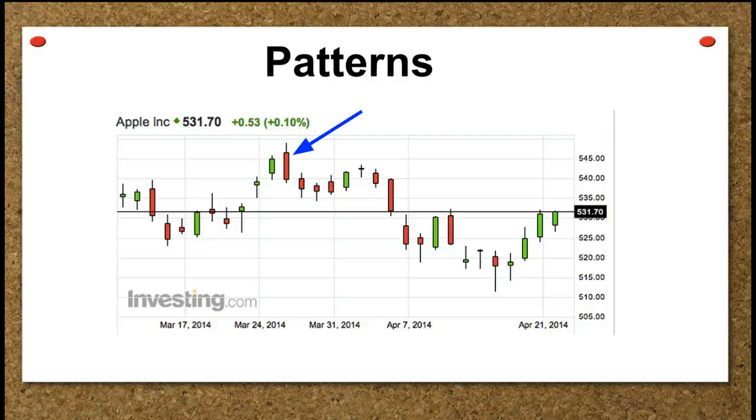All right, let's look at our patterns. This is Apple. And these candlesticks represent one day. So it represents the high and the low, as well as the close and the open for each day during this time period. What do you think this pattern represents? Here we have a green upward trend, and then we have this big red candlestick. So pause for a minute, look at your notes, and try to predict what that pattern is.